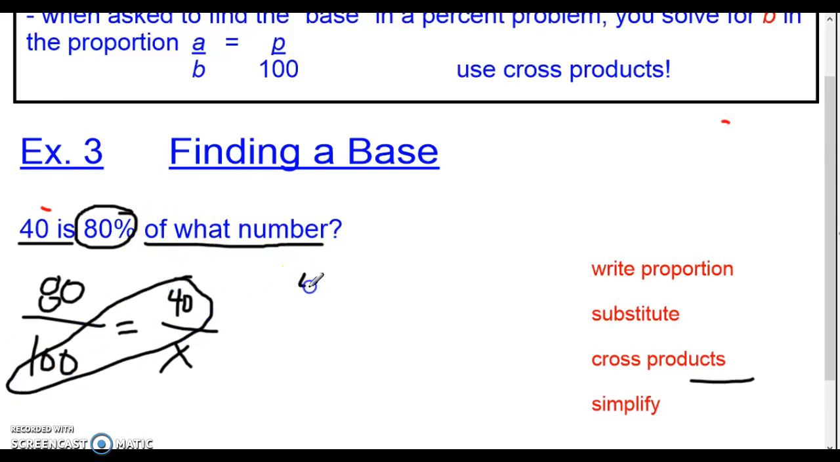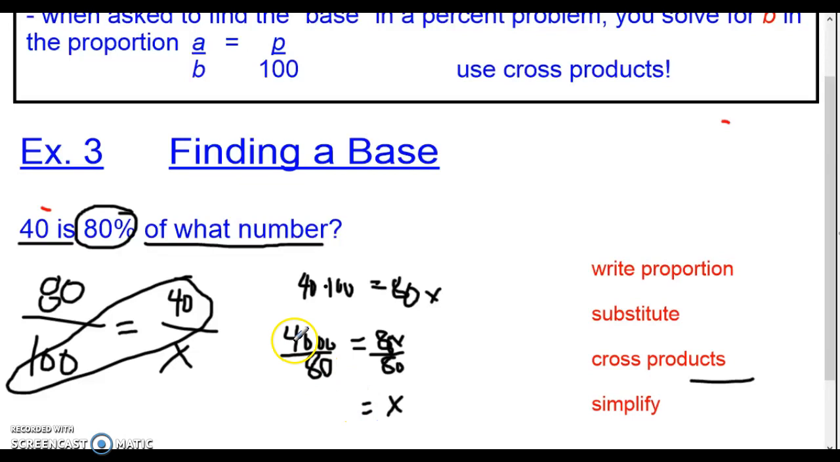100 times 40 and then 80 times X. 100 times 40 would give me 4,000 equals 80X. I forgot to put 80, not 8, sorry about that. And then I need to isolate my variable, so I would divide both sides by 80. This would give me X on this side. And that would give me a total of, 80 goes into 4,000 50 times, so this would be 50.